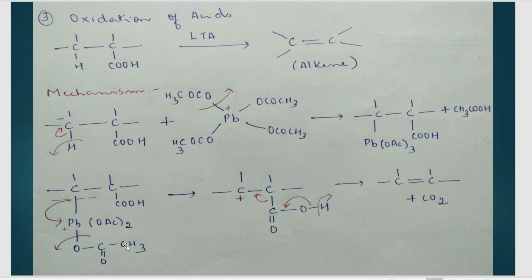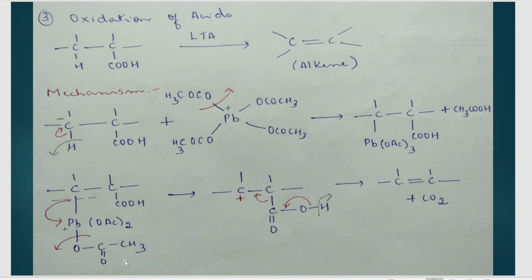Because it leaves as CH3COO minus, what is the charge on Pb? Pb gets a partial positive charge. Now, in order to neutralize that positive charge, Pb takes up electrons from this bond and this bond breaks here. Because Pb is taking up electrons from this bond, what happens to this carbon atom? It becomes electron deficient. That is, it gets a partial positive charge.